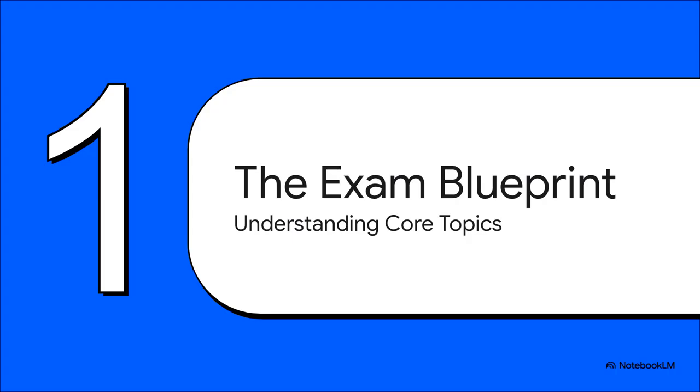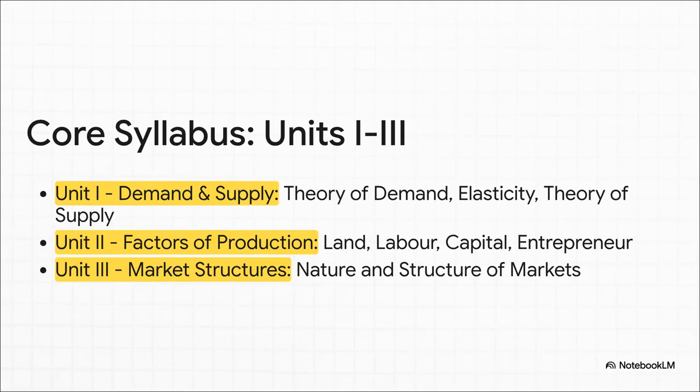Okay, first things first. If you want to win, you have to know the battlefield. And that means you need a rock-solid understanding of the official syllabus. It's all broken down into 5 main units. The first 3 units? These are your foundation. We're talking about the absolute basics, right? The theories of demand and supply, the 4 factors of production, and of course, how different markets are set up. You gotta know this stuff cold. It's the bedrock for everything else.